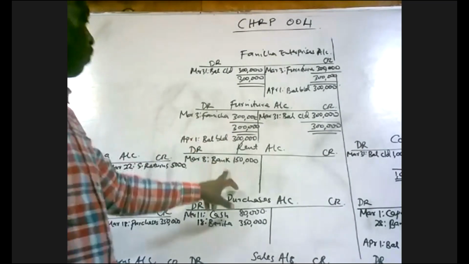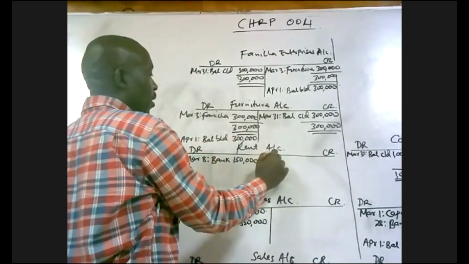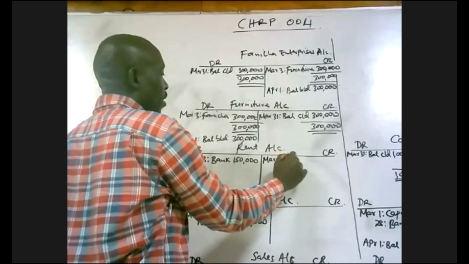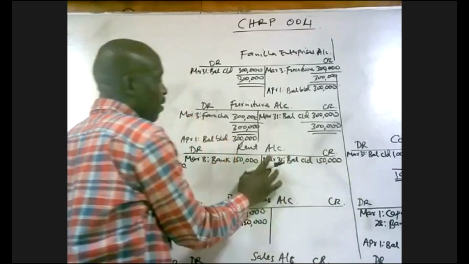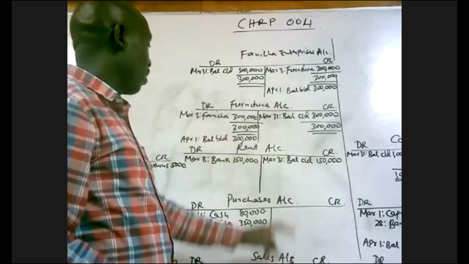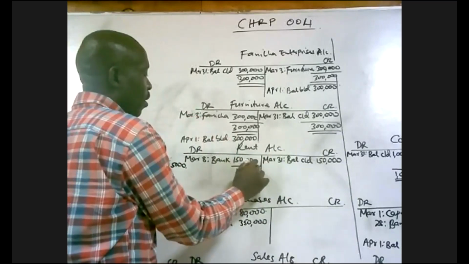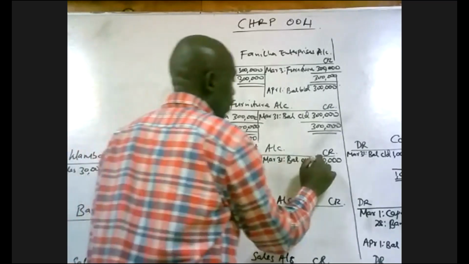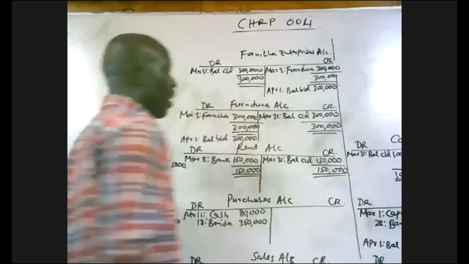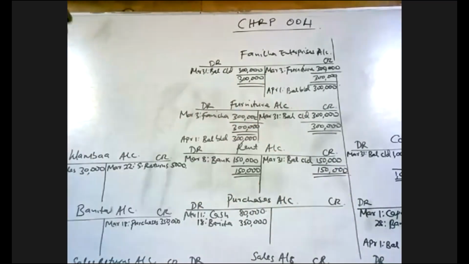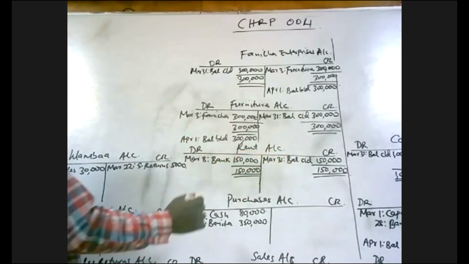Rent account 150 on the debit, nil on the credit. So we balance. Always note, we balance using the last day of the month. The balance carried down is at the last date of the month. The brought down is at the first date of the next month. Carried down is on the credit, meaning that it is a debit balance.